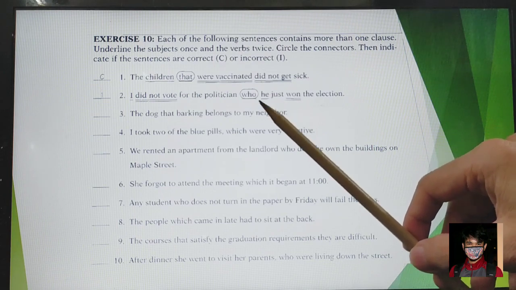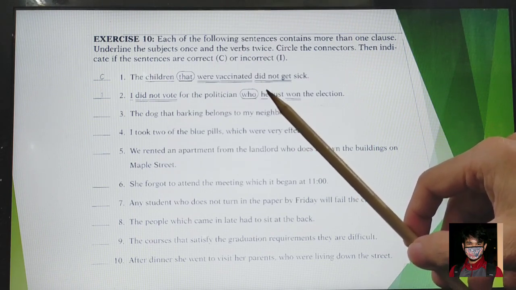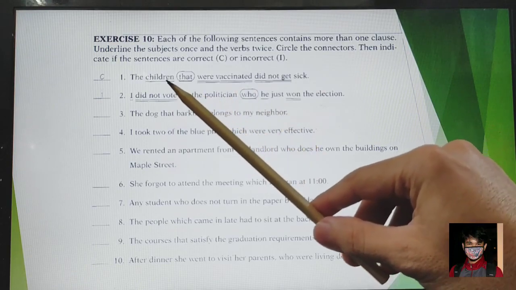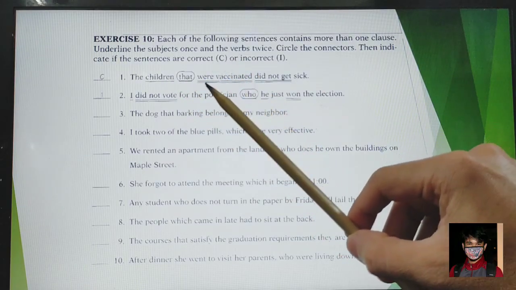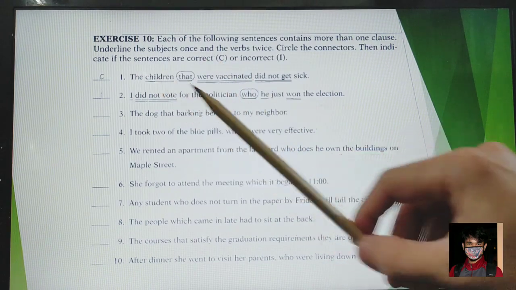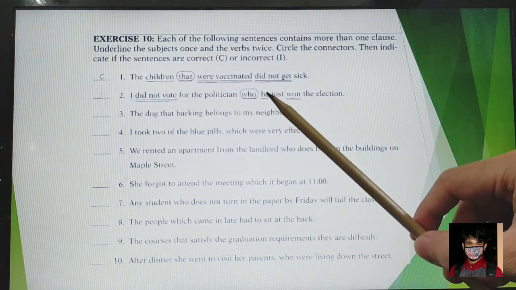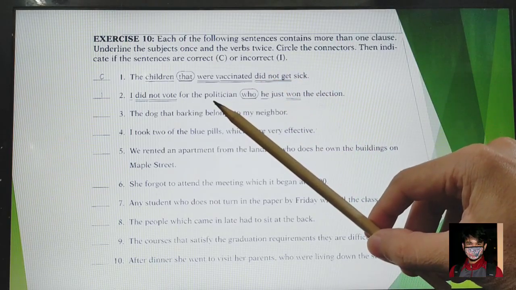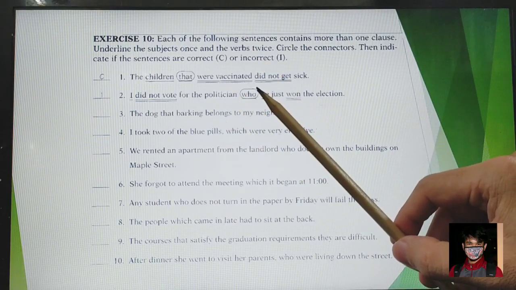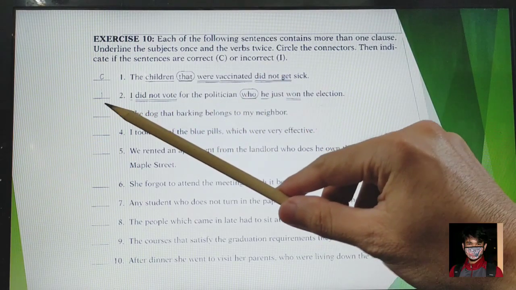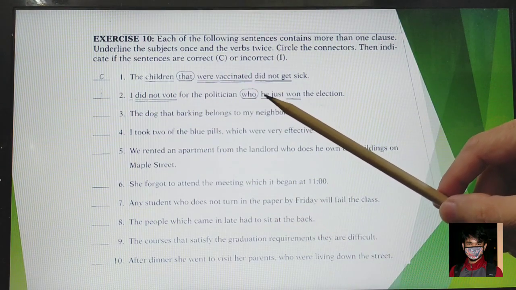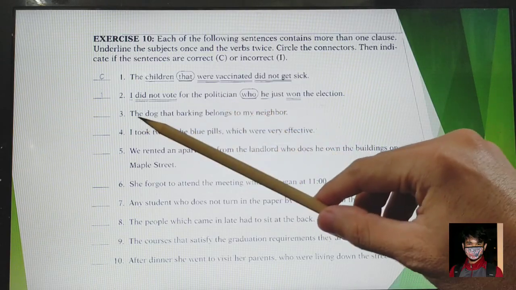For the previous one, we just omit the subject after the adjective clause connectors. It's just like this: the children that were vaccinated. The word vaccinated relates to the children. So what about this one? Just omit this, and just won the election relates to the politician. That is the point. So you just omit this and the sentence is correct. But the sentence is incorrect because there is this one. It should be omitted.